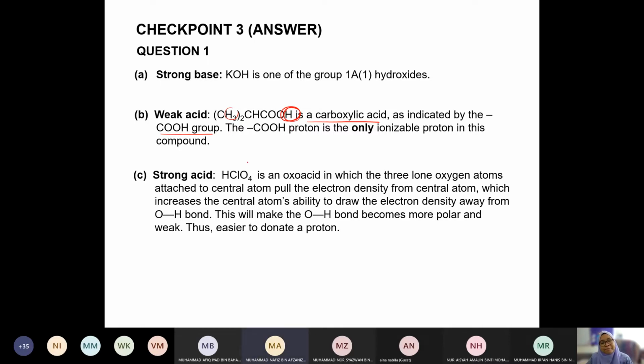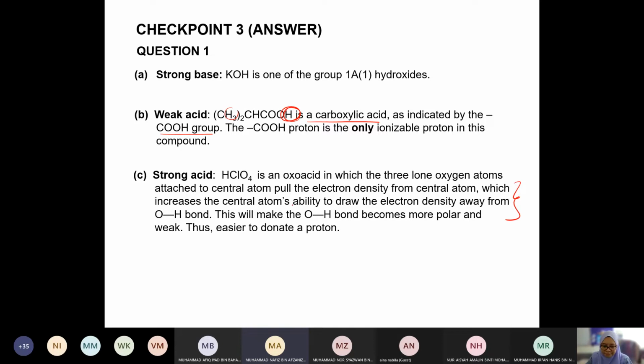The strong acid HClO4 just now is an oxo acid in which the 3 lone oxygen atoms attached to the central atom pull electron density from the central atom, which increases the central atom's ability to draw electron density away from the OH bond. This will make the OH bond more polar and weak, thus easier to donate a proton. That is the detailed explanation.